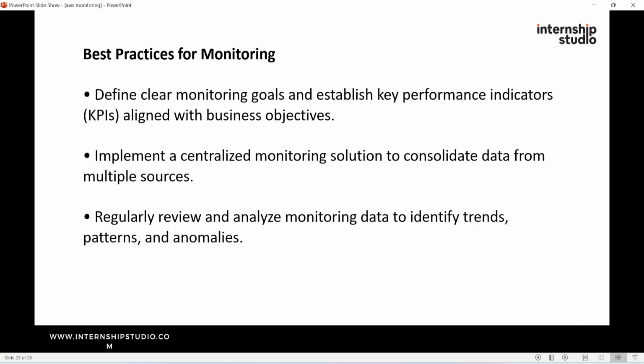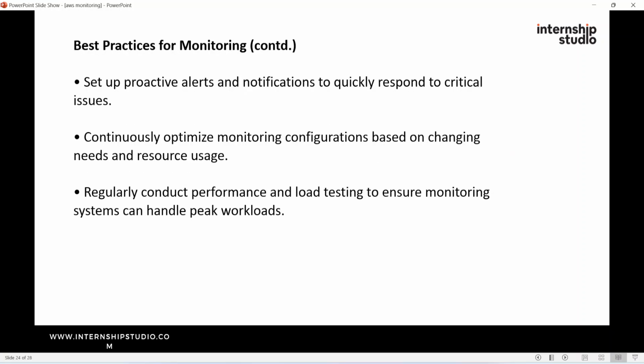It's always better that you have an observability team with you so that they always have very keen eyes on what resources are performing at what levels and that the infrastructure is healthy at all times. Also, we can set up proactive alerts and notifications to quickly respond to critical issues. We can continuously optimize monitoring configurations based on changing needs and resource usage. Next, we can regularly conduct performance and load testing to ensure monitoring systems can handle peak workloads.